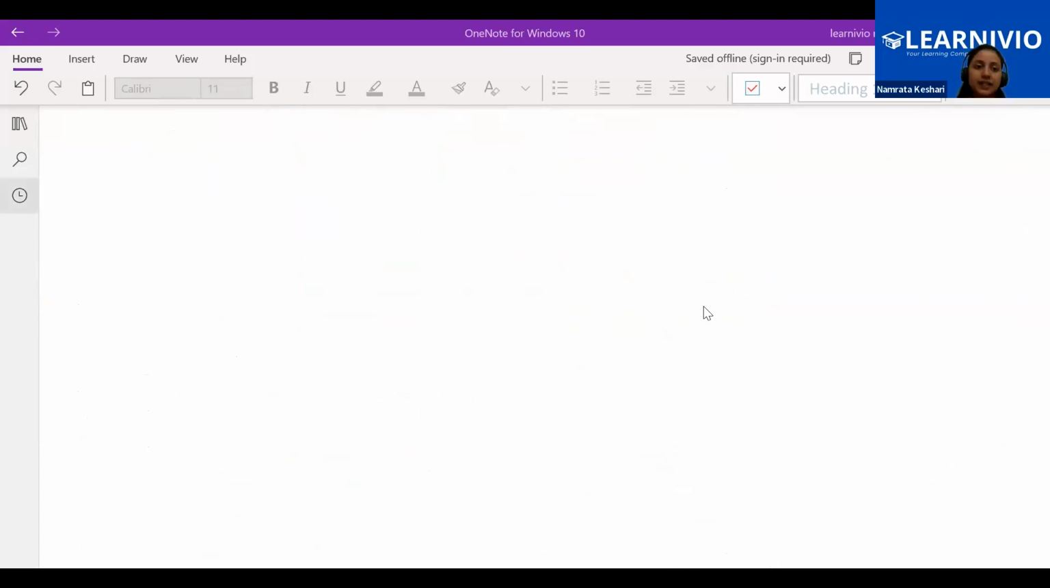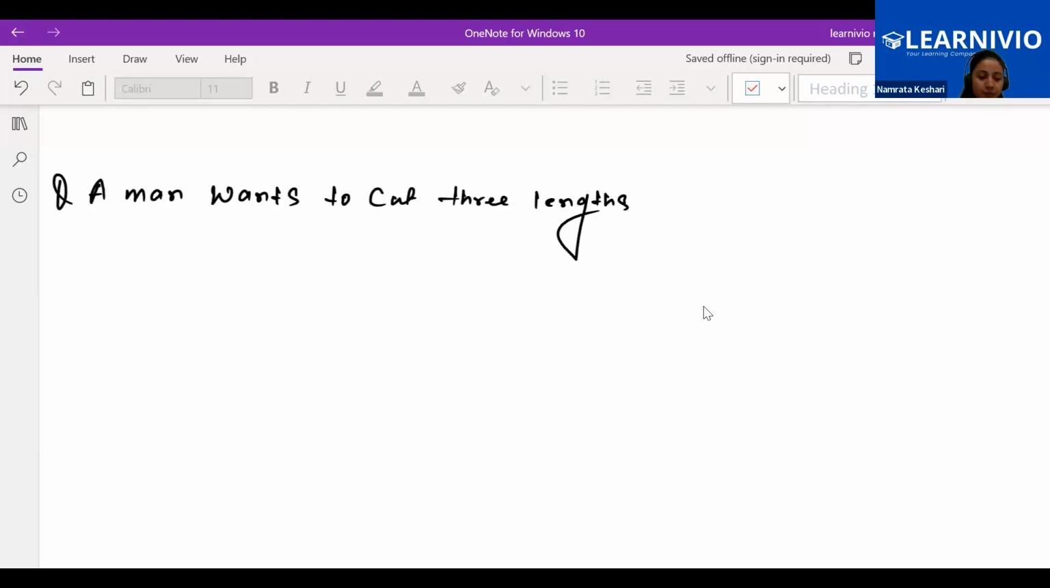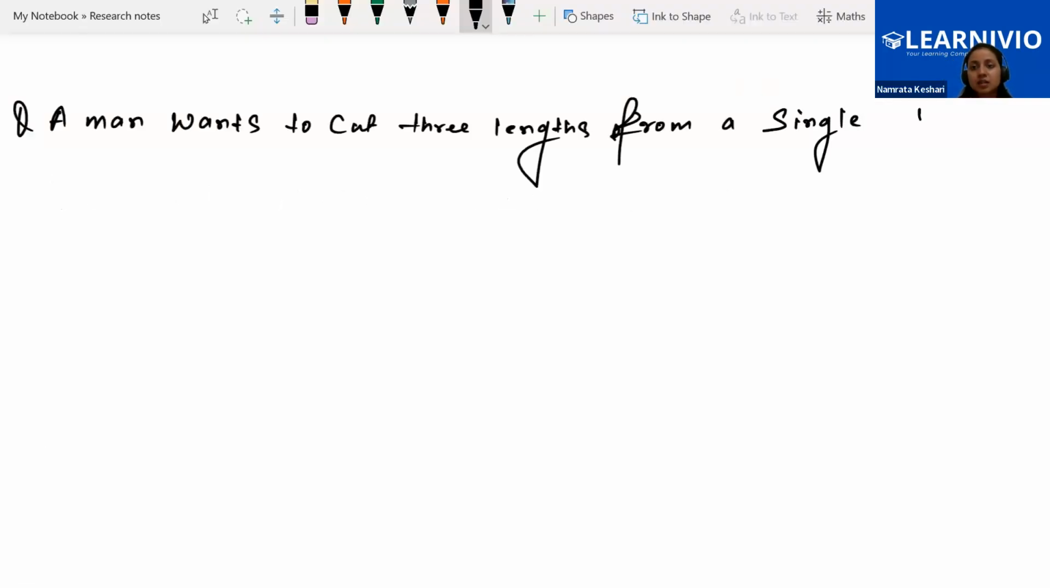Let me write it quickly. A man wants to cut 3 lengths from a single piece of board of length 91 centimeter.